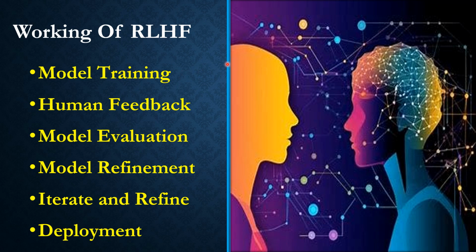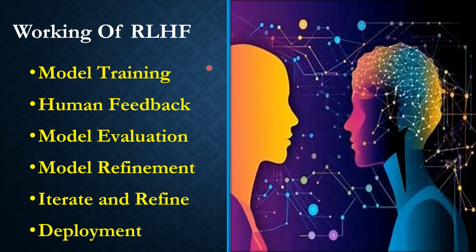Next comes the working of this reinforcement learning from human feedback. So this methodology of reinforcement learning from human feedback can be broken down into several key steps. First is the model training. The first step is to train a machine learning model using traditional reinforcement learning methods such as Q-learning or policy gradient algorithms. Then comes the human feedback.